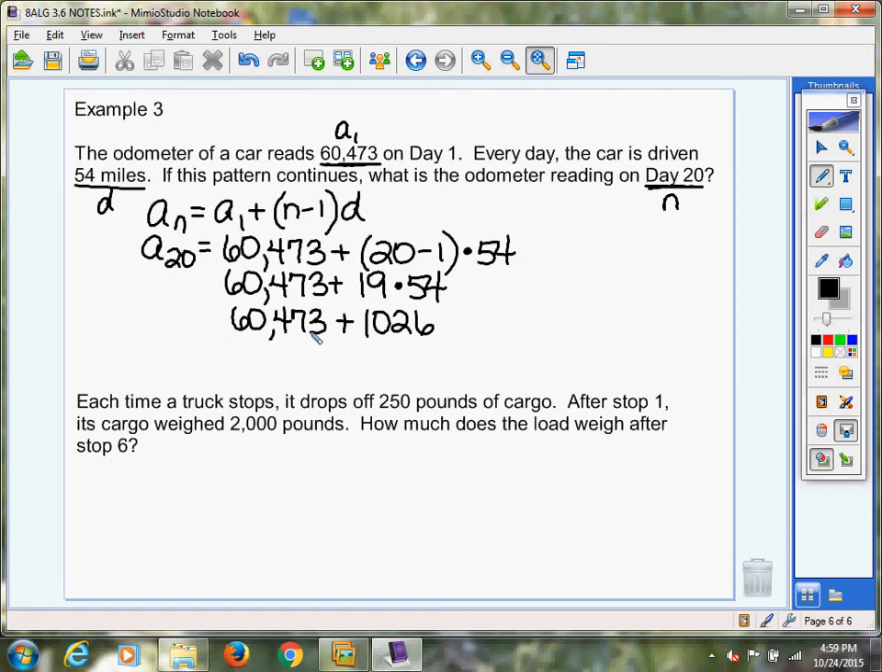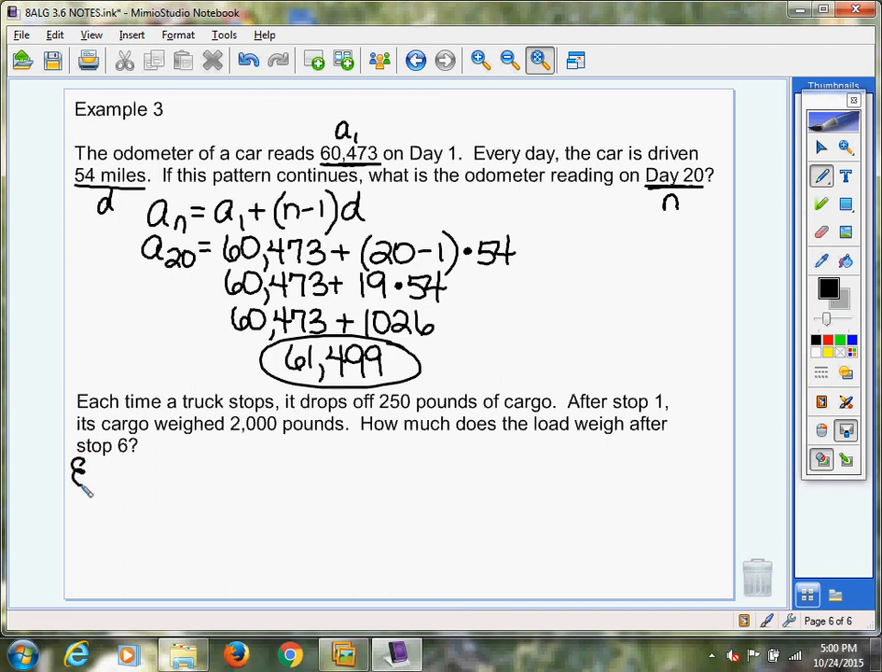Last step, add 1,026 to 60,473, and you're going to get 61,499. And that's going to be the odometer reading on day 20. Now, could you have taken 60,473 and just added 54 to it 20 different times? Absolutely. You sure could. But why would you want to? So this is a great formula to apply, and go ahead and get that memorized.